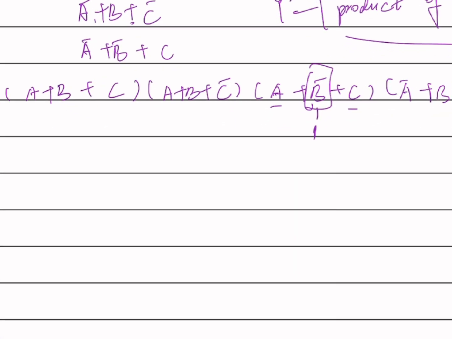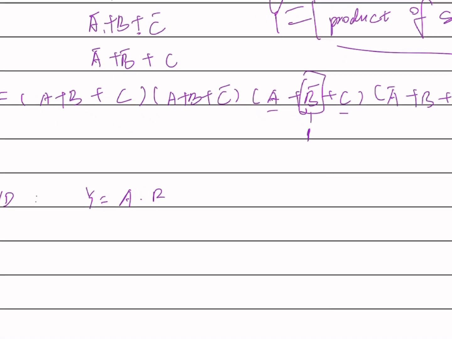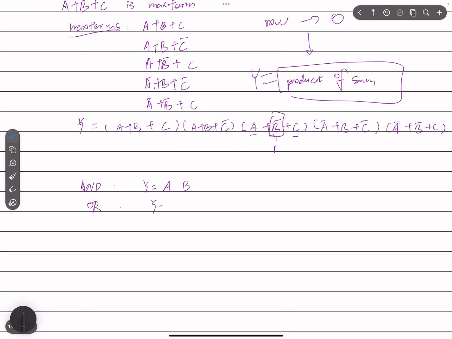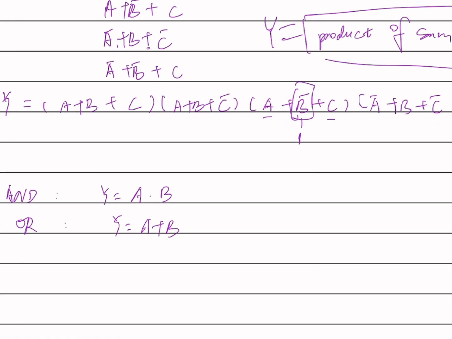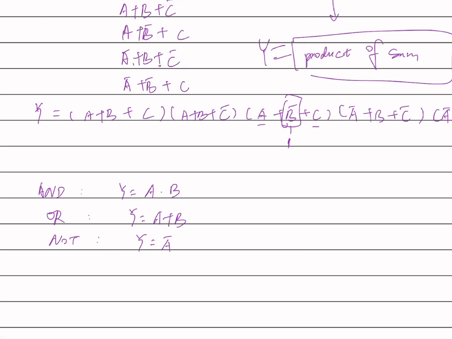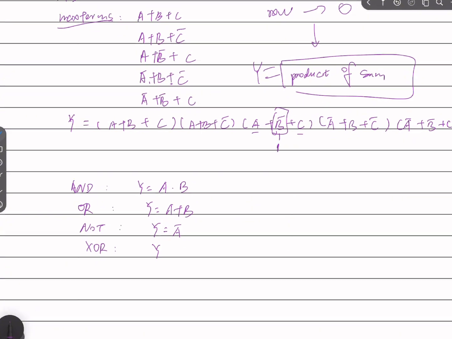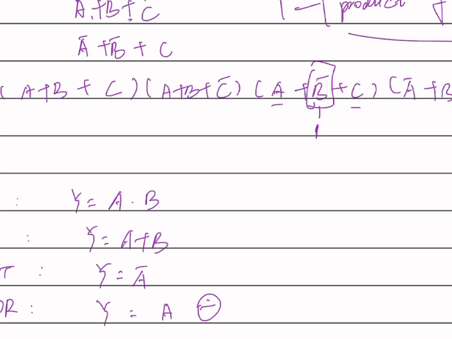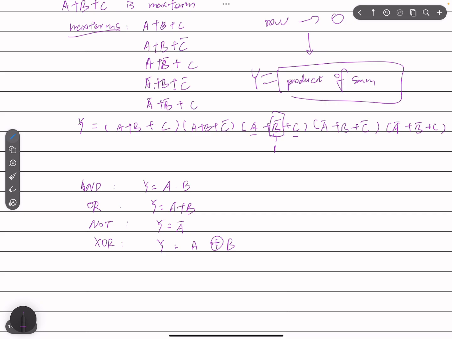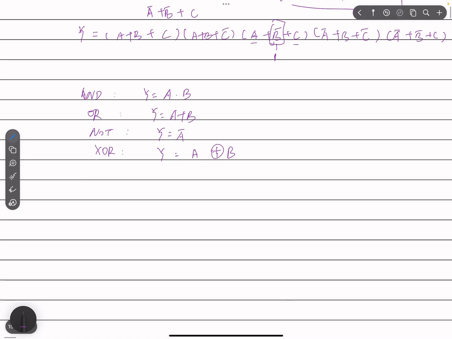And just a basic review, if we have an AND gate, we have Y equal to A times B. If we have an OR gate, Y equals A plus B. If we have a NOT gate, Y equals A bar. And the XOR is one or the other, but not both. And there are some Boolean laws that can help us simplify the circuit.